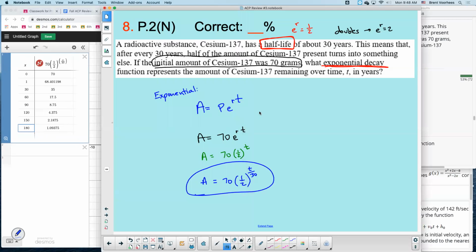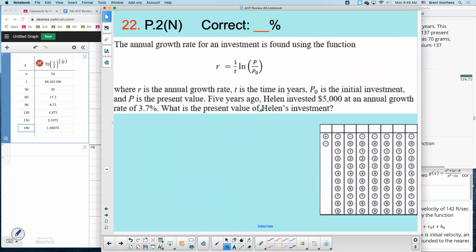All right, let's take a look at the next one. And these are a little bit easier when they give you the equation like this. It says the annual growth rate for an investment is found using that function, where R is our annual growth rate, T is the time, P0 is the initial value of the investment, and P is the present value. 5 years ago. Okay, that's a piece of information. 5 years ago.